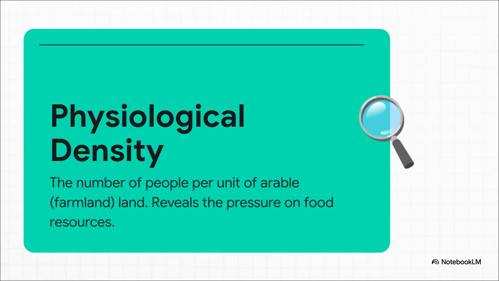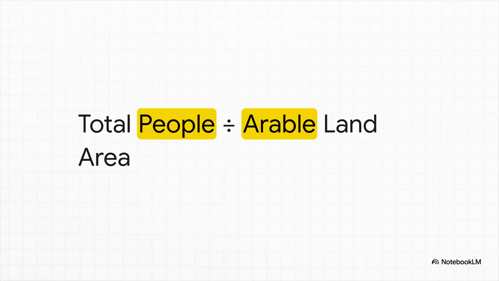Okay, so physiological density totally changes the game. Instead of dividing the population by the total land, we divide it by the arable land. The land that's actually suitable for farming. All of a sudden, we're not just measuring how much space people have, we're measuring the pressure that a population puts on its ability to feed itself. This number is a huge deal when it comes to a country's food security. So the formula just shifts a little bit. Total people divided by arable land area. It seems like a small change, but it has a massive impact on the story we're telling.